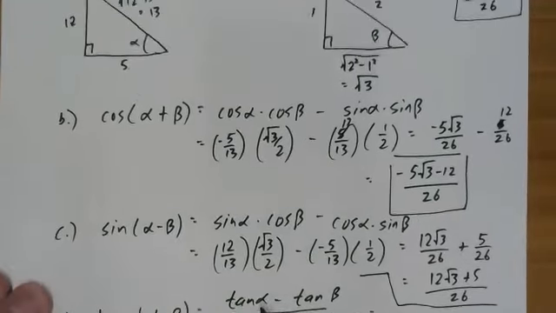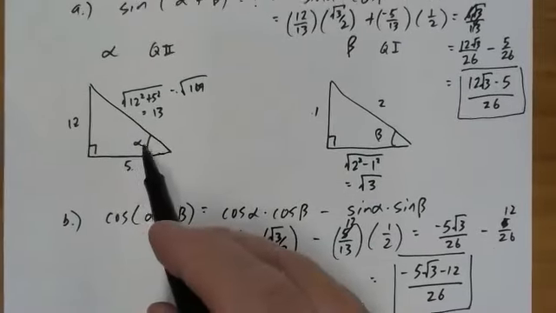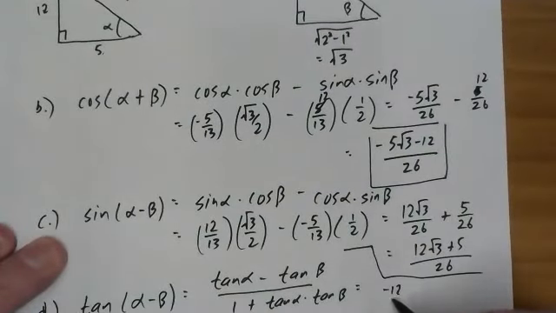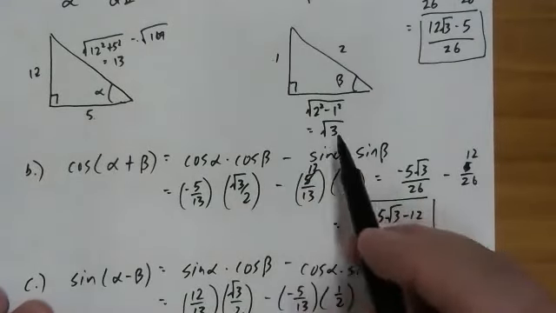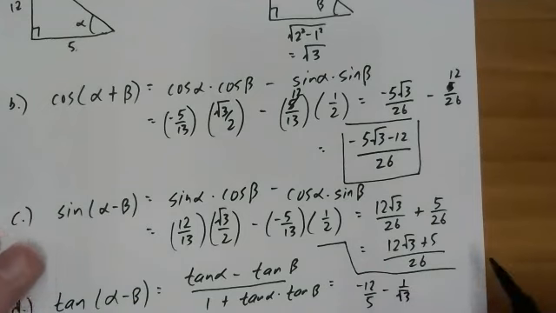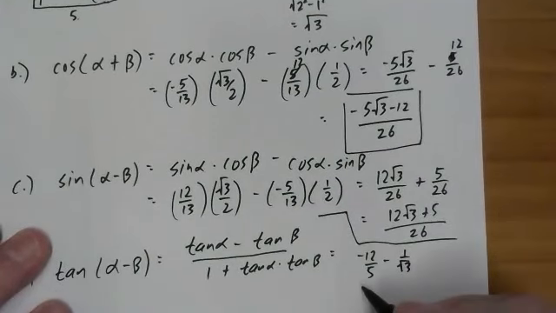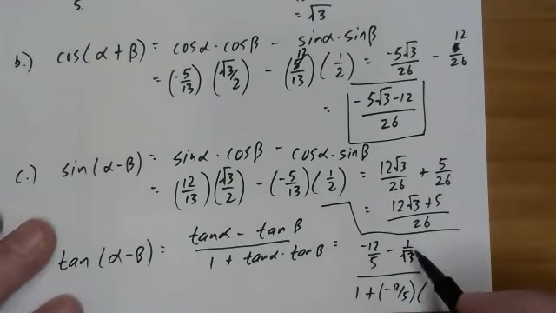So now we haven't done tangent yet. Tangent of alpha, tangent's opposite over adjacent, TOA, right? So for alpha, opposite over adjacent is 12 fifths. In quadrant 2, tangent's negative. So negative 12 fifths minus tangent of beta, 1 over square root of 3. And tangent in the first quadrant is just positive, so it's 1 over square root of 3. All of that over 1 plus tangent of alpha, which is negative 12 over 5, times tan beta, which is 1 over square root of 3.